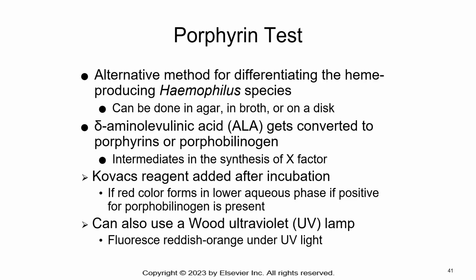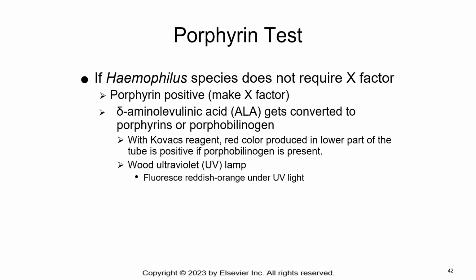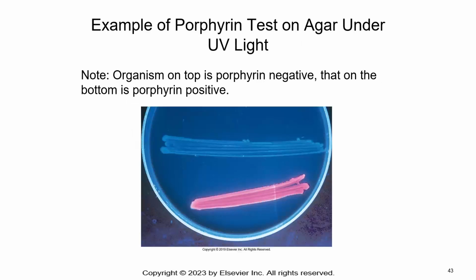You can also use a Wood's ultraviolet UV lamp. A fluorescent red-orange under UV light is a positive result. If the Haemophilus species does not require X factor, it is porphyrin positive and makes X factor. ALA gets converted to porphyrins. With Kovacs reagent, you're going to see the red color, or with a Wood's UV lamp, you're going to see that fluorescence. So at the top, you can see it's negative, and the bottom is positive.